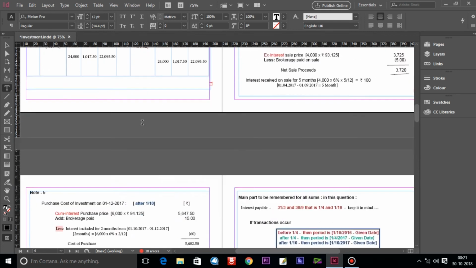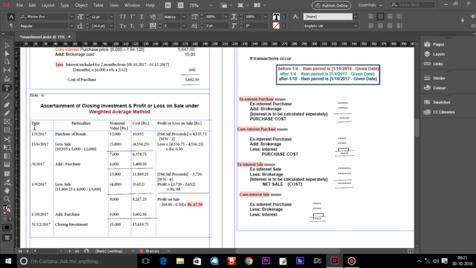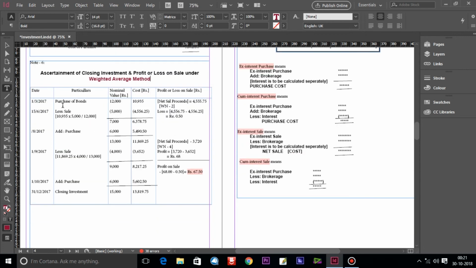Sell. What amount of bond was sold? 5,000 only. Therefore, you have to deduct that amount from this amount. And we got 7,000. But the cost of 5,000 is not given. Mind it, it is under weighted average method. Therefore, we have to apply weighted average method.